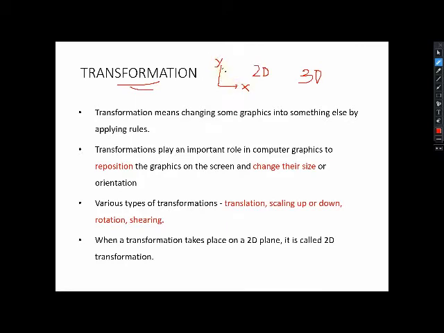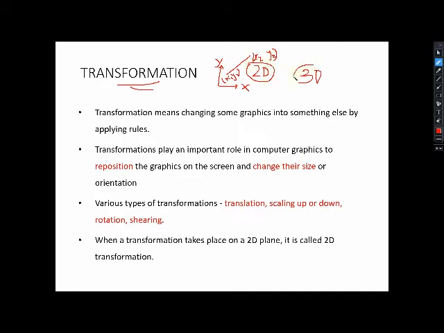We have an X axis and a Y axis, and a point or line or anything which is drawn in the XY plane is represented by its coordinates. Ippo oru point undengil we have the X and Y coordinates. If we have a line, then we have the points X1, Y1 and X2, Y2. So we can represent any object in an XY plane using its coordinates. Whenever we are making changes to the geometry or to the object in the XY plane, we call it a 2D transformation.